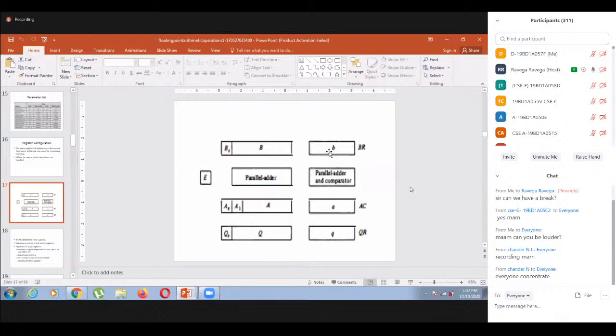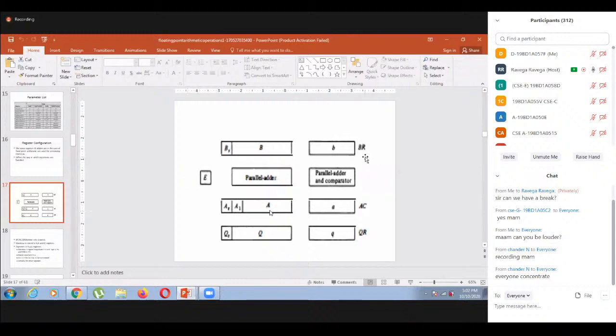Each floating point number has a mantissa in signed magnitude representation and a biased exponent. In the three registers BR, AC and QR, each is consisting of two parts. The first one is the mantissa part and the second one is the exponent part. In the mantissa part you represent the sign bit. The sign bit of BR is represented as BS, and in the AC register the sign bit is represented as AS.